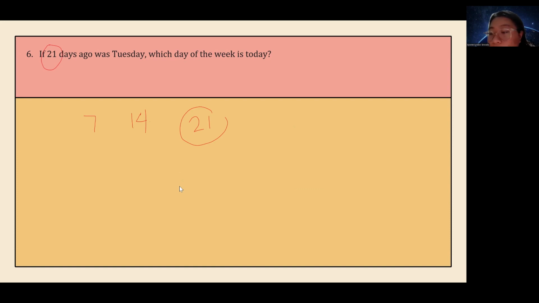And from the question that we answered a while ago, every after 7 days, the day of the week would just repeat. So it is a cycle, right? So every after 7 days, the day would just repeat. So we would be forming multiples of 7. So from 21 days ago, which is a Tuesday, we fast forward to today. Then today would just be Tuesday.